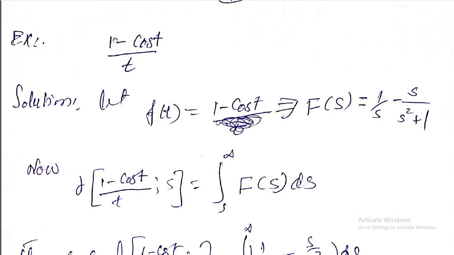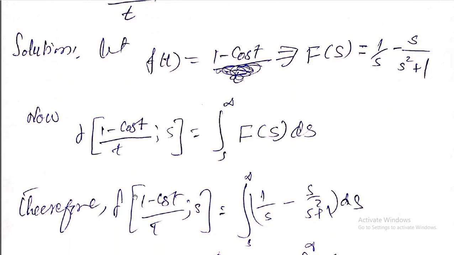Let f of t be equal to the numerator, 1 minus cos t, and the Laplace of f of t is equal to the Laplace of the left hand side and the Laplace of the right hand side. So the Laplace of f of t is F of s, the Laplace of 1 is 1 by s, and the Laplace of cos t is s over s square plus 1. So this is your F of s. Now we have to apply the formula: if we have the Laplace of f of t divided by t, its Laplace can be found easily by this formula, the integral from s to infinity of F of s ds.